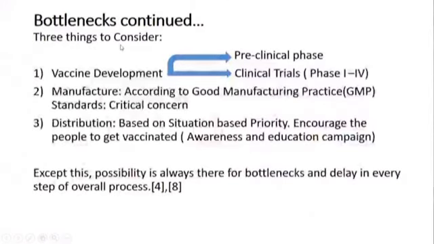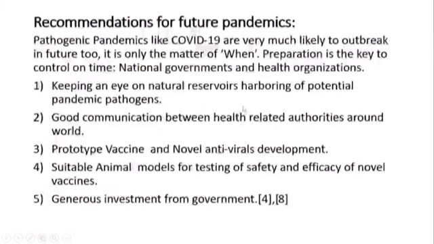We need to consider three things, that is the vaccine development, manufacture, and distribution of the vaccines. Except this, the possibility is always there of further bottlenecks and delay in every step of the overall process, as vaccine development is always a complex process. So now the recommendations for future pandemics.